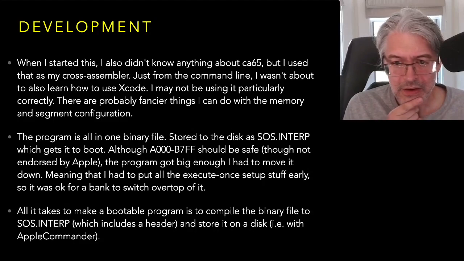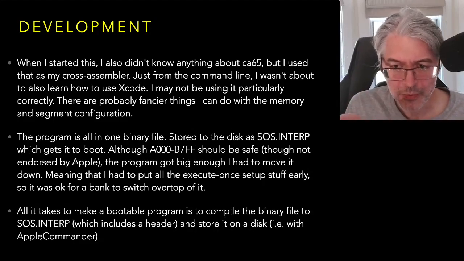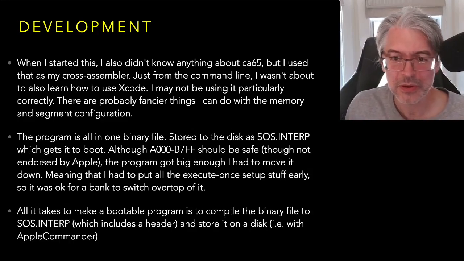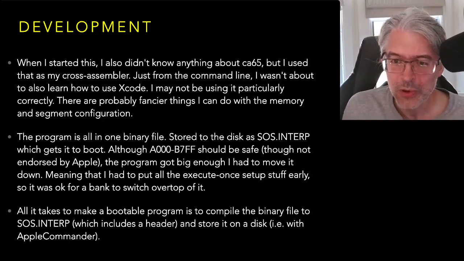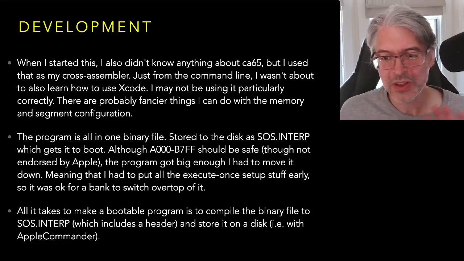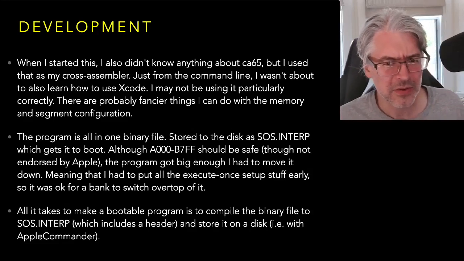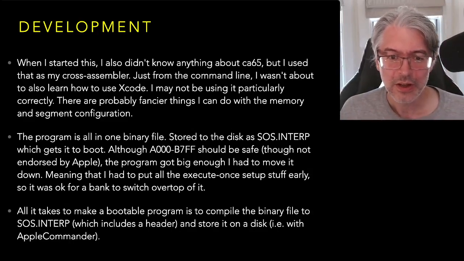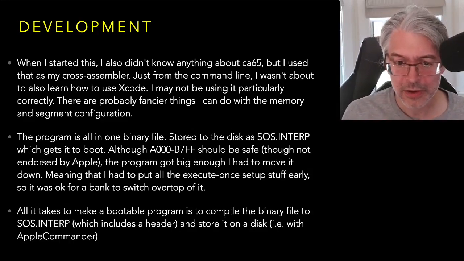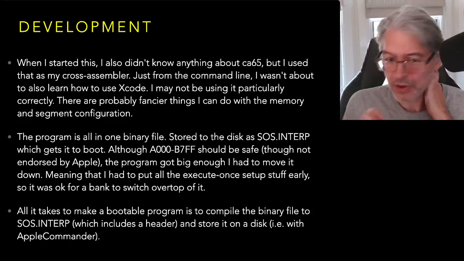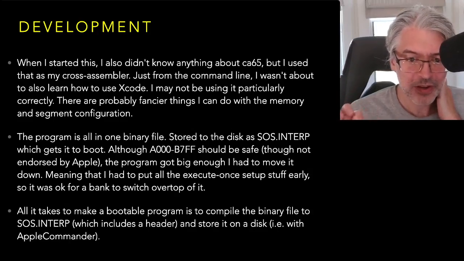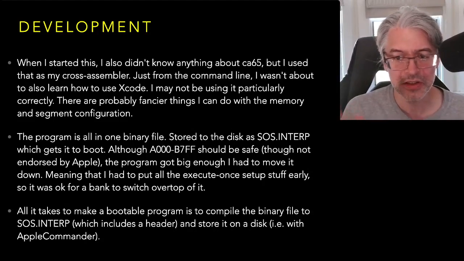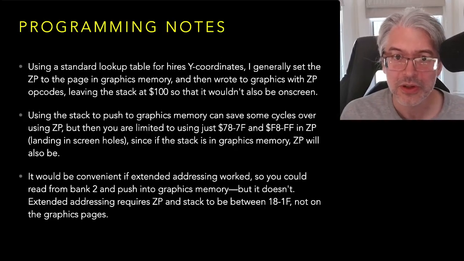The program's all one binary file, and it's stored on the disk as sauce.interp, which allows it to boot. And we talked about before that even though 8000 through B800 should be safe, even though it's not endorsed by Apple, the program got big enough that I had to start pushing it down. I think it starts at 9700 at this point, which means that I have to put all the execute-once setup stuff early so that it's okay for a bank to switch over top of it later. But all it takes really to make this work is to compile the binary file to something called sauce.interp that has a special header on it, stored on a disk, and it'll just boot.